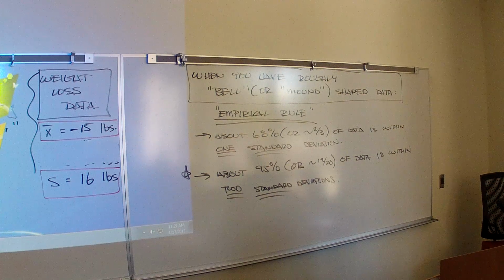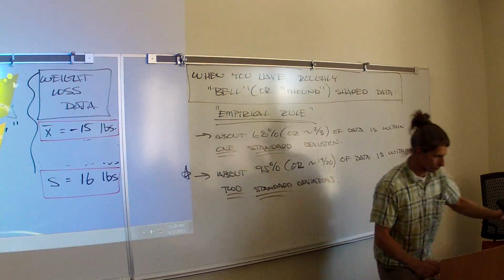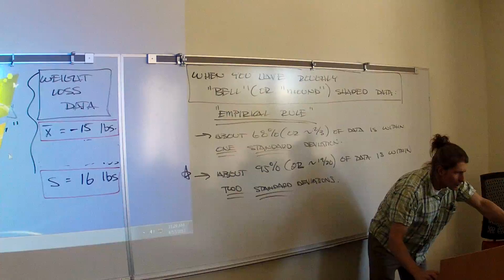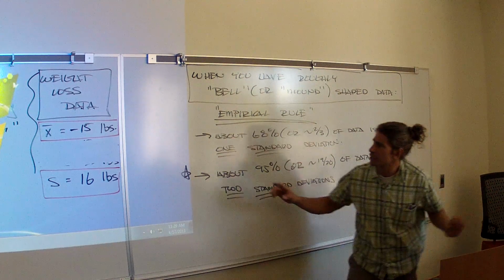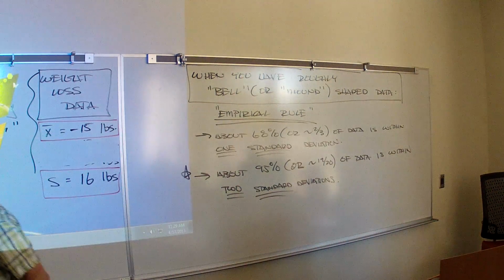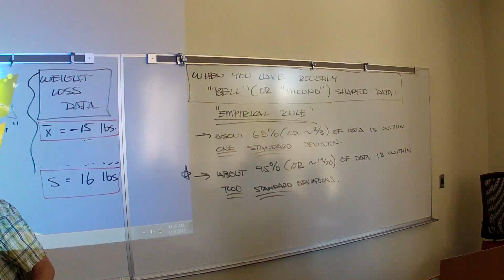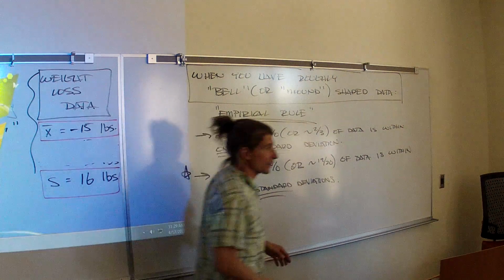So let's check our data. Do we have roughly 95%? I don't know. Let's go look. Back to our raw data. 2 standard deviations, as we calculated, was negative 47 to 17. So let's check our data points that are between those.